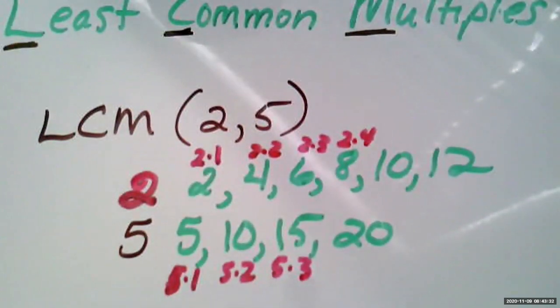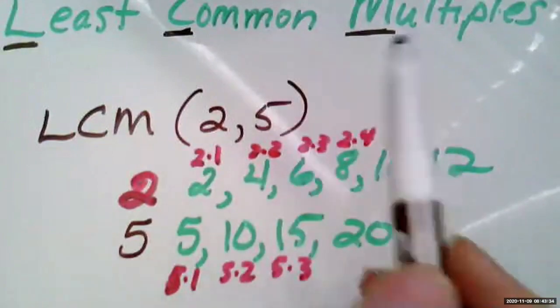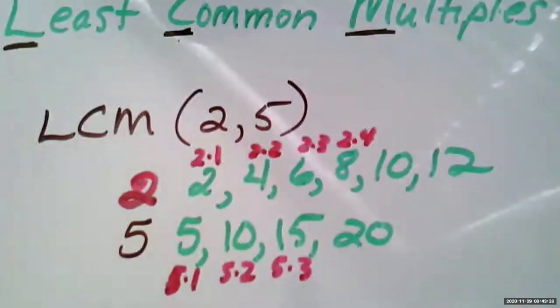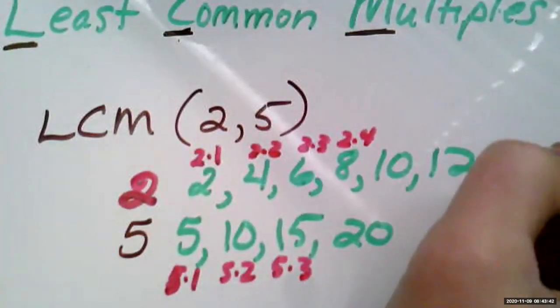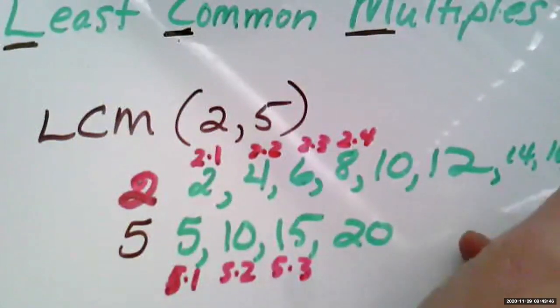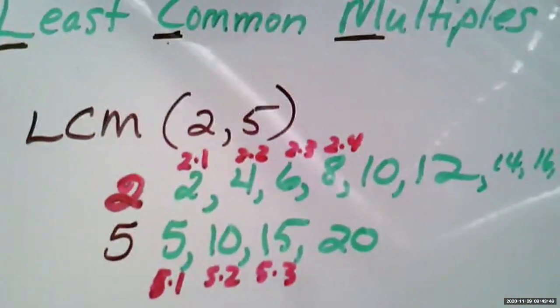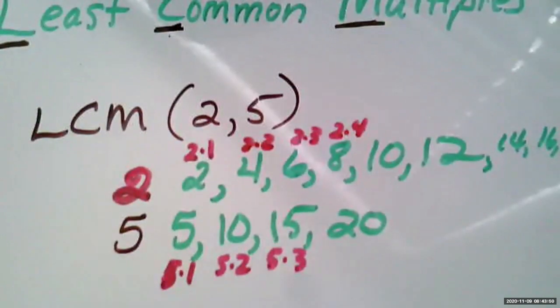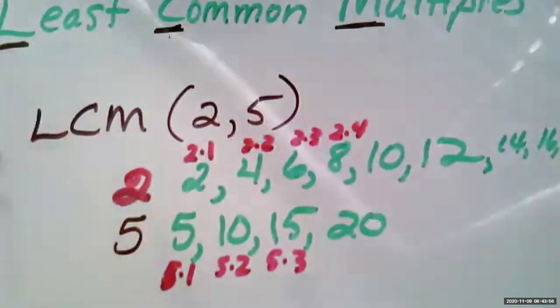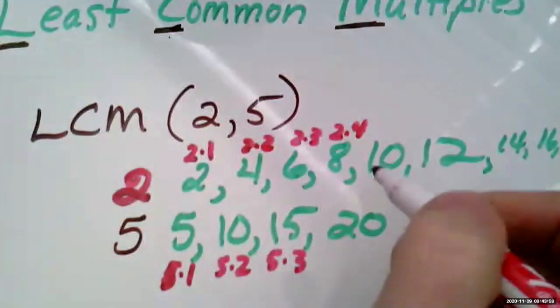Now, of course, you say common. We just listed our multiples, and you ask, what do they have in common? Well, if I went 12, 14, 16, 18, 20, you could say, oh, they have 20 in common and they have 10 in common. So they have lots of common multiples, but the question is asking, what is the least, the smallest multiple that they have in common?